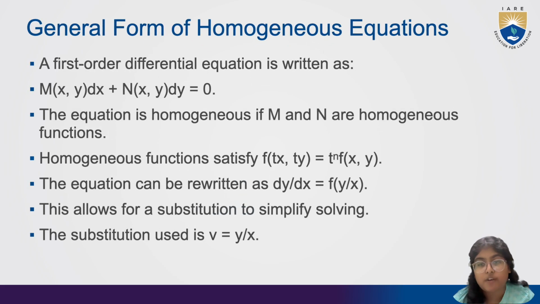Now, let us define homogeneous differential equations. A first order differential equation is written as M(x, y) dx plus N(x, y) dy equal to 0, where M(x, y), or simply M, and N(x, y), or simply N, are functions of x and y. A differential equation is homogeneous if M and N are homogeneous functions of the same degree.